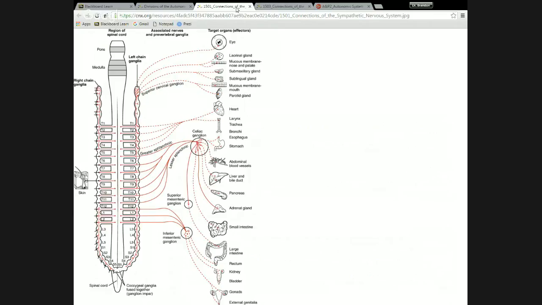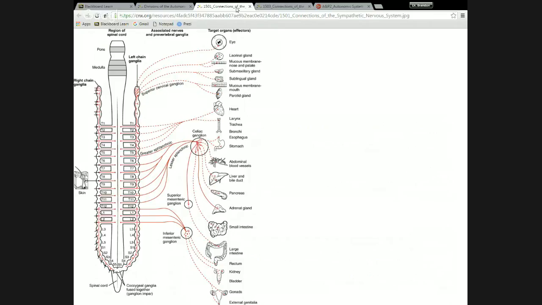But just to rehash real quick what I was talking about, the dots here represent neuron cell bodies located in the spinal cord. For the sympathetic division, it's the thoracic, meaning T1 through T12, and upper lumbar spinal cord, meaning L1 to roughly L2, or the border between L2 and L3. So that's where the neurons are.